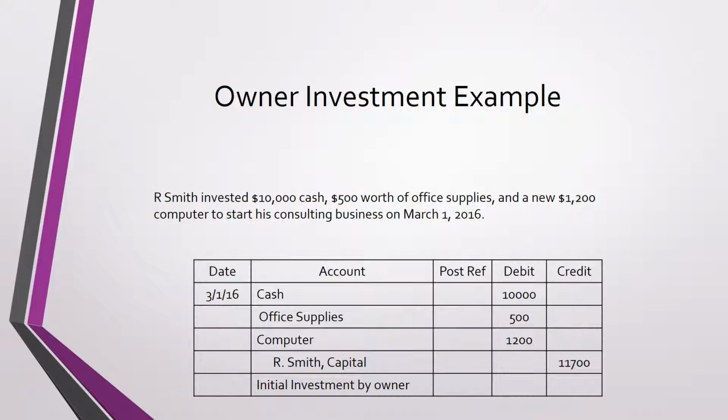We then credit the R. Smith capital account for the total value of the assets contributed, or $11,700. Finally, we enter the short description, which is the initial investment by owner.